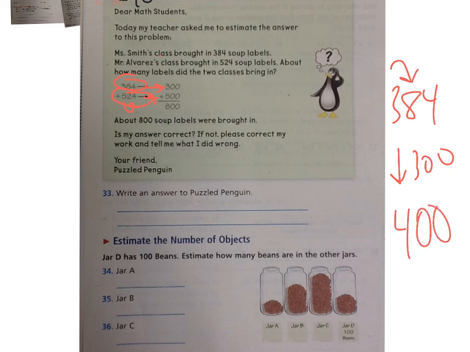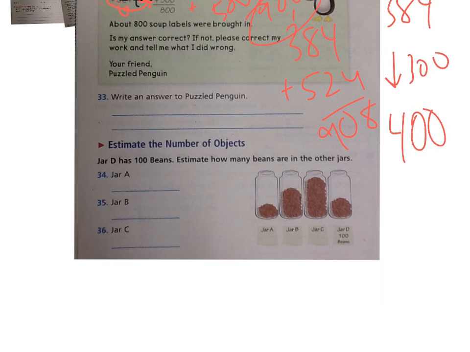So if you add the two together, you get 400 plus 500 to get 900. Okay, so Puzzle Penguin was wrong. The real estimate should be 900. If you want to work out exactly, 384 plus 524, 8 plus 2 is 10, carry the 1, 8, 9, 908, and that's real close to our estimate. So I did that part for you, but that's okay. I like to help Puzzle Penguin's problems.